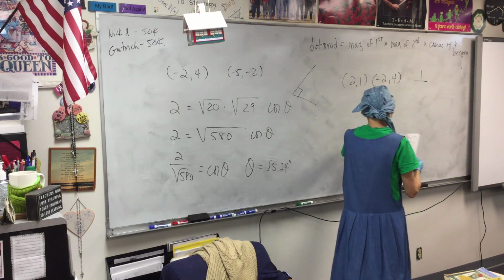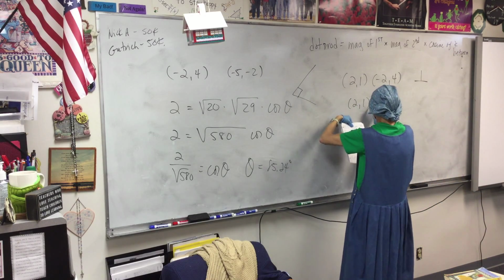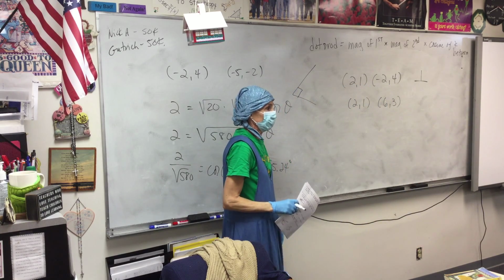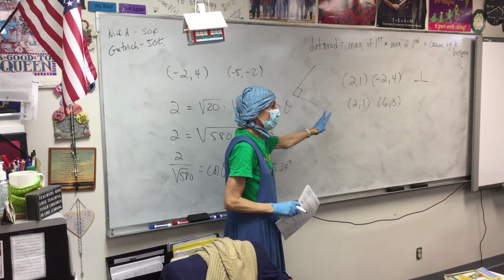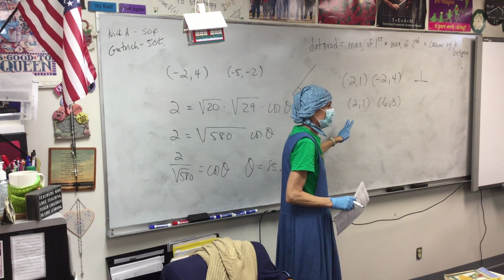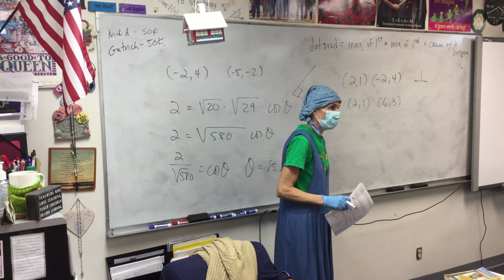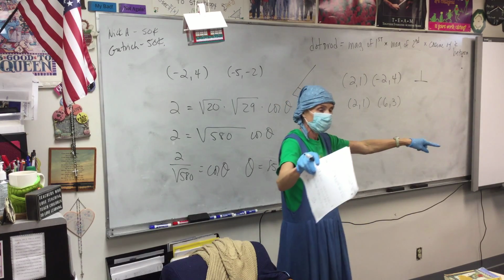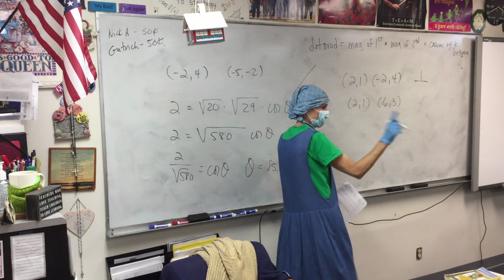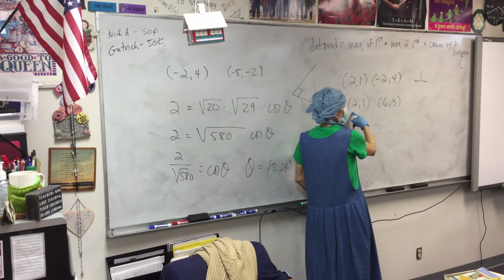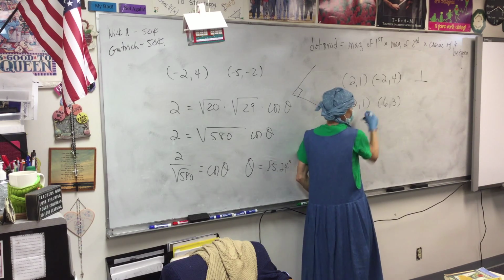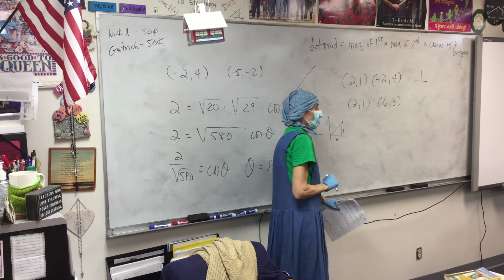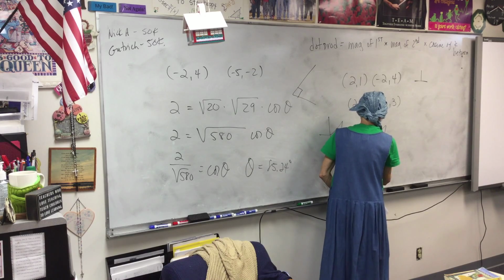Okay, number 2, or B, 2, 1, 6, 3. Is the dot product 0? No. So what do we know about these two vectors? They are not perpendicular. They are not orthogonal. All right, so my choices are now, they're either parallel or they are neither. So I want you to think about this. This vector goes over 2 and up 1. This vector goes over 6 and up 3.